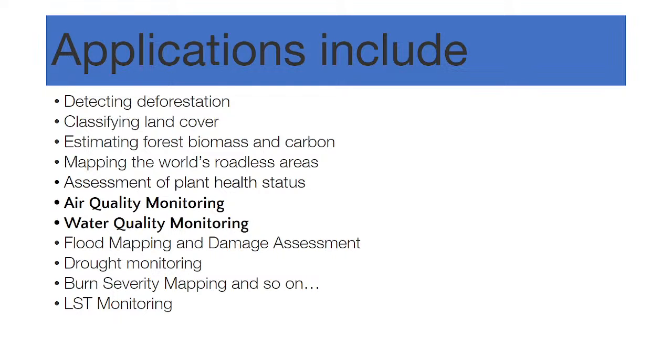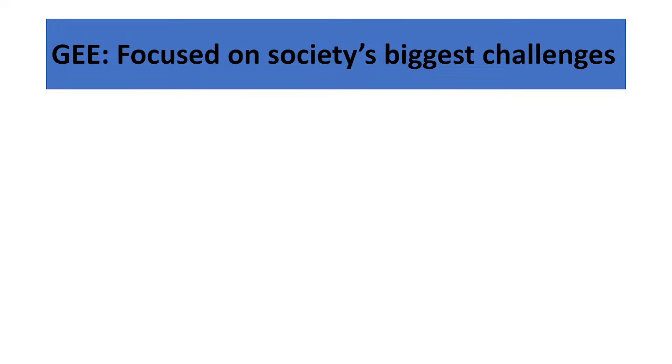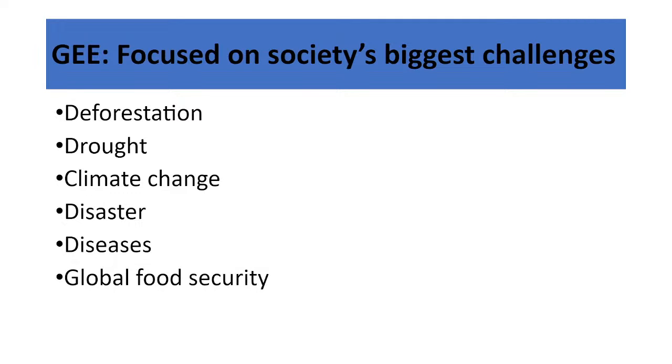First of all, we should know the algorithm: what is the algorithm for my project? Then, according to this algorithm, you can simply write your code, and then you can easily get the result. So any kind of remote sensing application we can do using the Google Earth Engine platform very quickly and efficiently. And Google Earth Engine is focused on society's biggest challenges such as deforestation, drought, climate change, disaster, diseases, global food security, and sustainability.